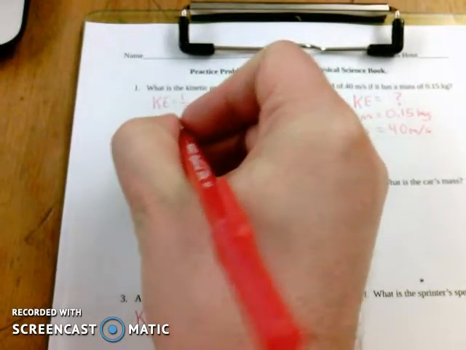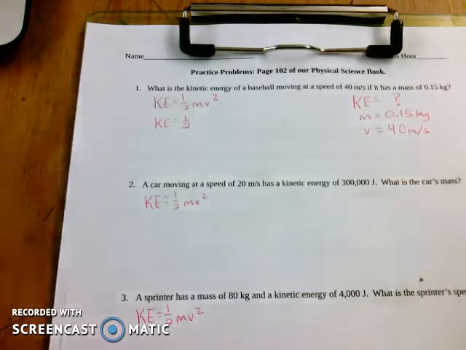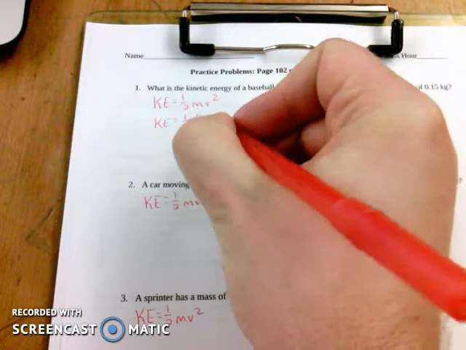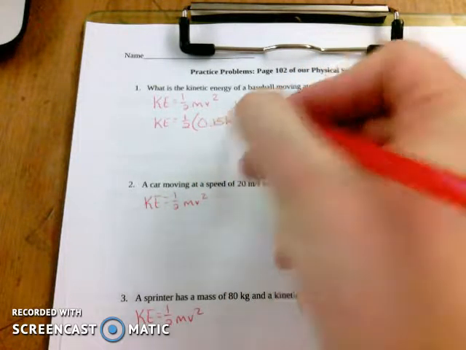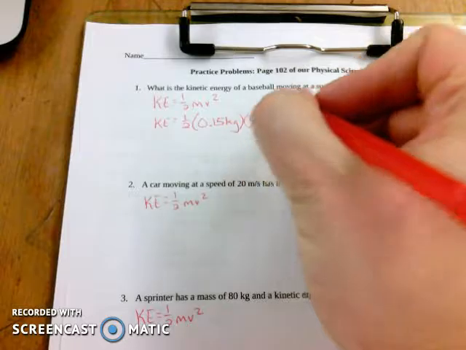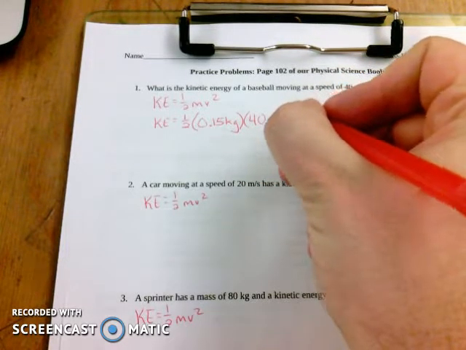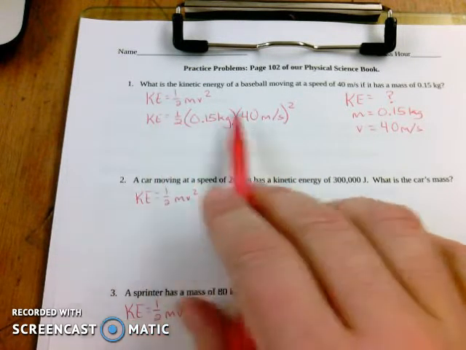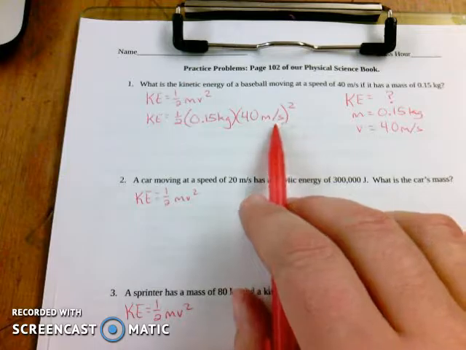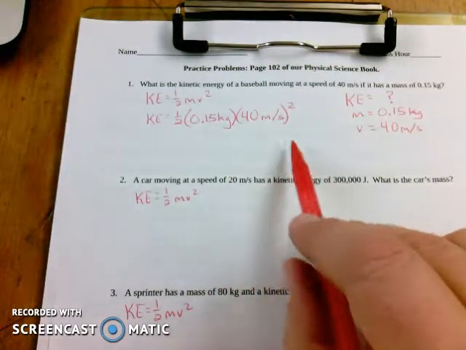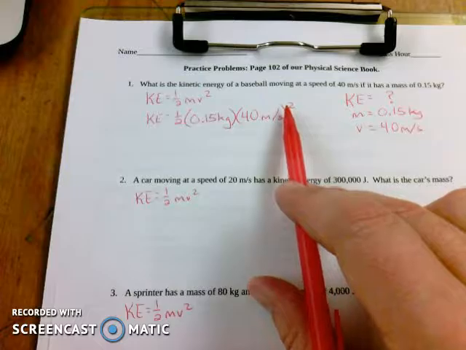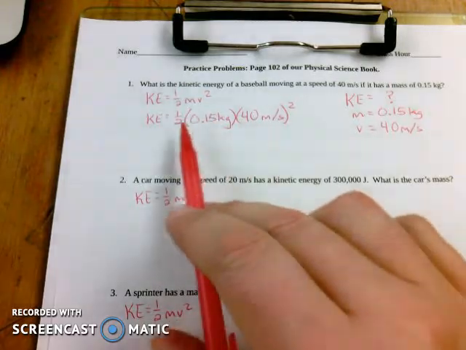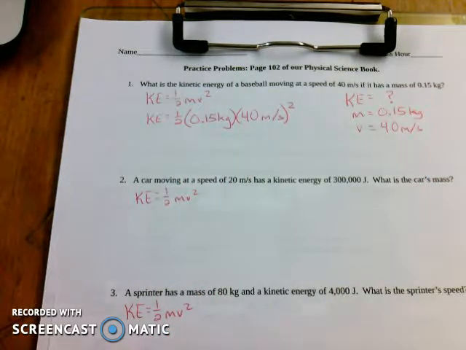So KE equals 1/2 times my mass. Just plug it in, 0.15 kilograms. Now the parentheses just mean that you're multiplying these things together, right? And velocity is 40 meters per second squared. Okay, now when you do the math on your calculator, don't square anything except for the 40, right? The units are also squared, but the units don't get dealt with on your calculator, okay? So 40 squared: 4 squared is 16, 10 squared is 100, so it's 1,600. Divide by 2 is about 800, and then times 0.15.